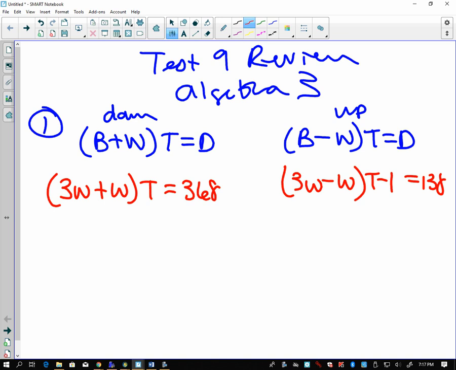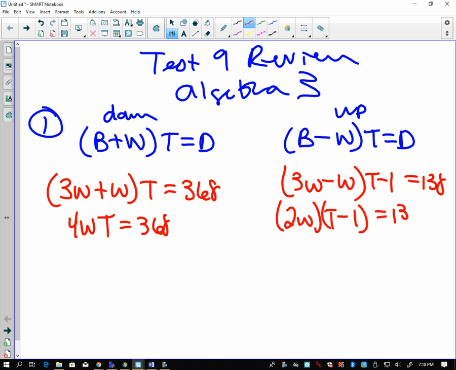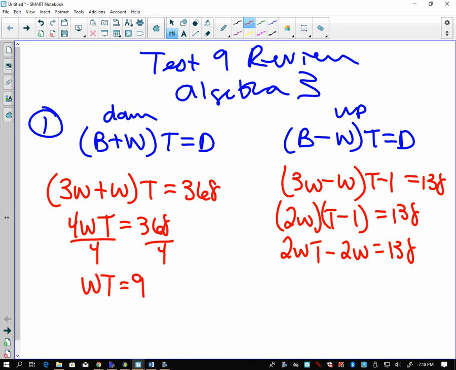All right, so you can start off over here on the left. 3W plus W is 4W. You could even go so far as to say 4WT equals 368, because we can go ahead and multiply that by T. Over here, we're getting 2W times T minus 1. So we distribute it a little bit differently. We're getting 2WT minus 2W equals 138. Over here we can divide by 4 and find out what WT actually equals. So 368 divided by 4, WT equals 92.